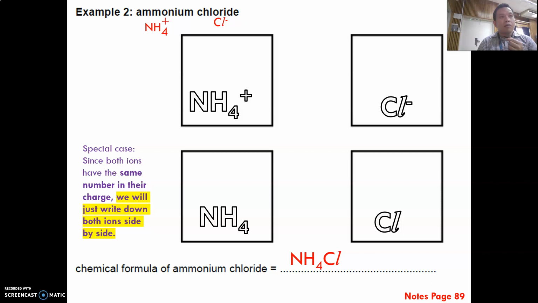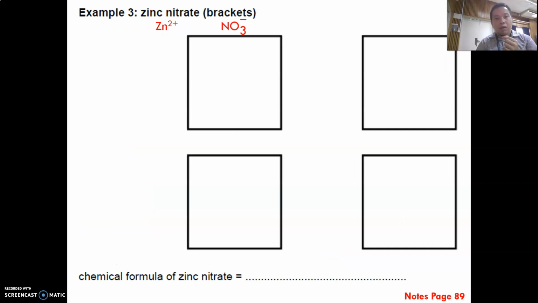This is still quite simple because it's basically the same as what you have learned before. We're going to look at something slightly more complicated now, which is to use brackets. The third example is zinc nitrate. The zinc ion is Zn2+, and the nitrate ion is NO3-.